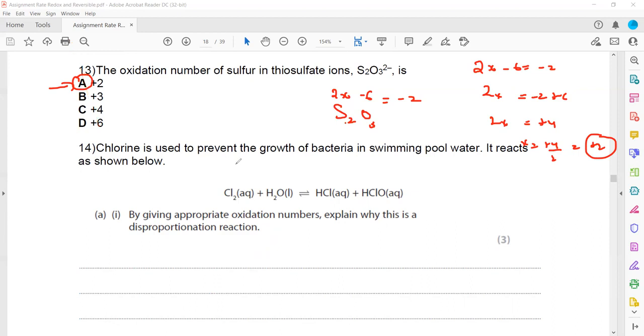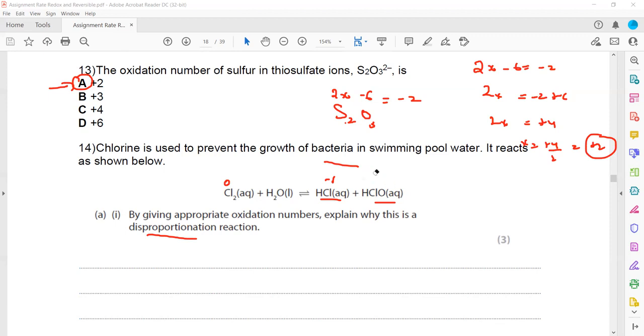Then chlorine is used to prevent the growth of bacteria in swimming pool water. It reacts as shown. Chlorine reacts with water molecules to form HClO and HCl. Give an appropriate oxidation number. Explain why this reaction has both oxidation and reduction. So chlorine here is 0, chlorine here is -1, and here each oxygen is -2, hydrogen +1, so chlorine is +1 as well, because the overall molecule is neutral.